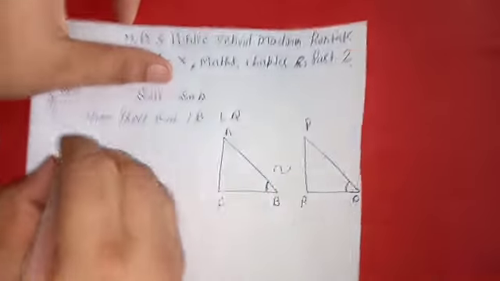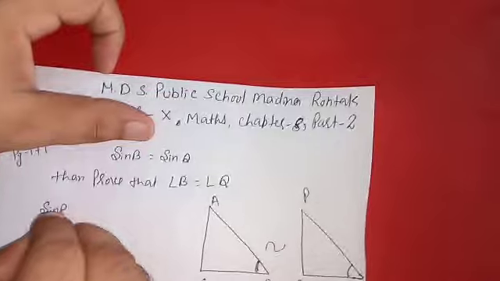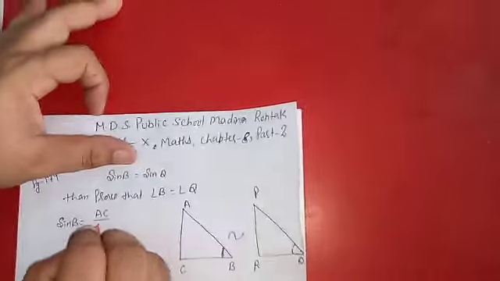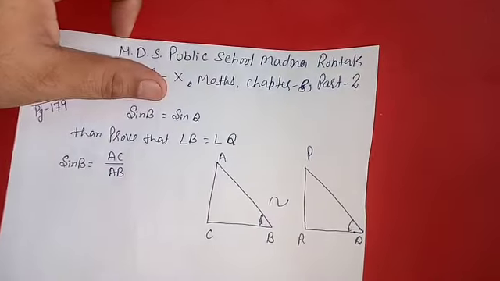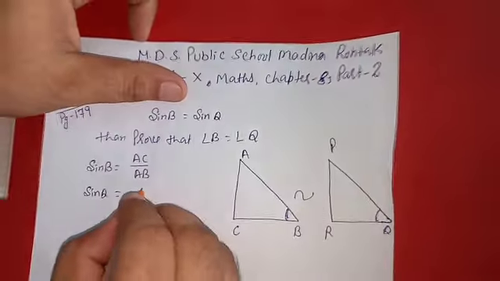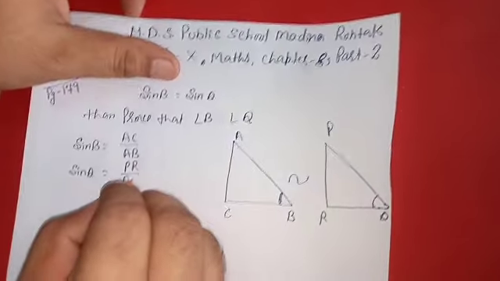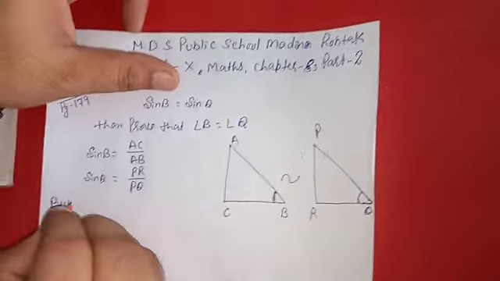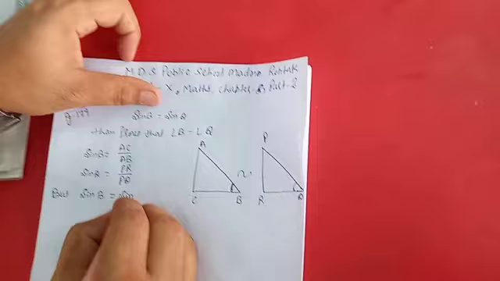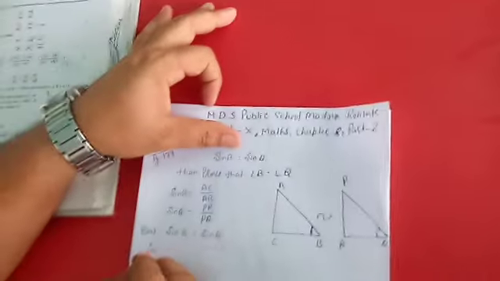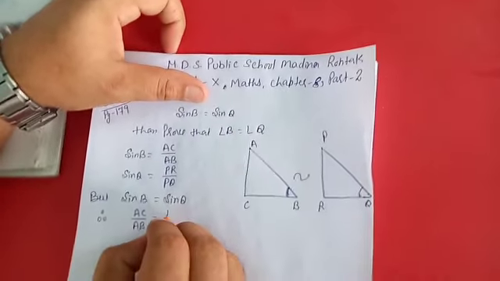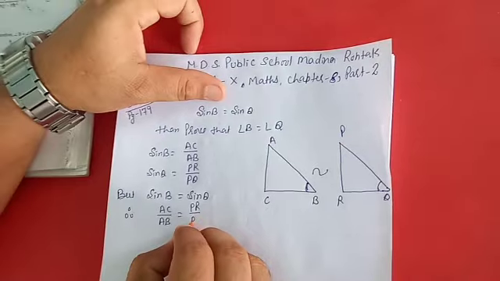So here, given, what is sin B? According to you, sin B is AC by AB. What is sin Q? Which is again PR by PQ. But sin B equal to sin Q. Therefore, AC by AB equal to PR by PQ.